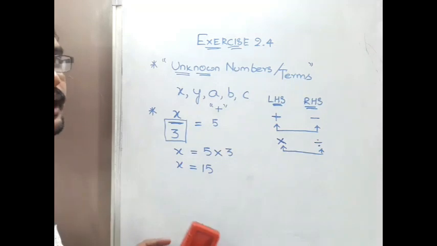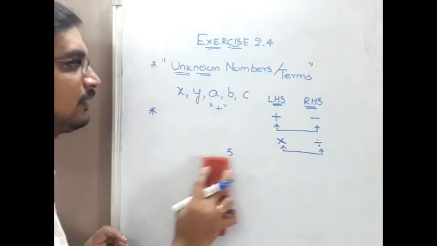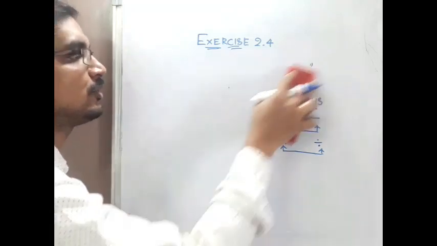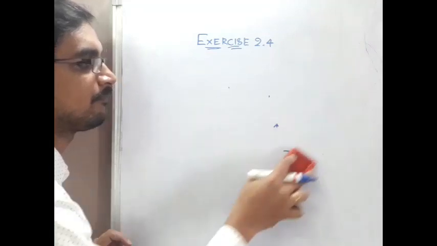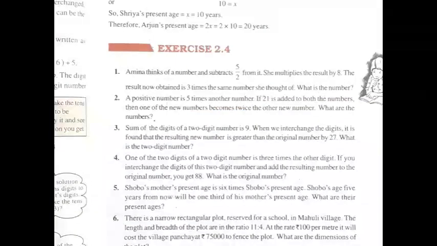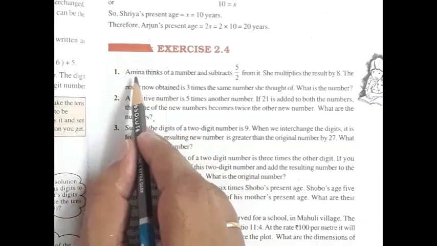Now let us start exercise 2.4. Let us go very slowly because the concept is quite important and should be learned very properly. So let us start exercise 2.4. So children, I am there at exercise 2.4. Try to understand the question carefully.